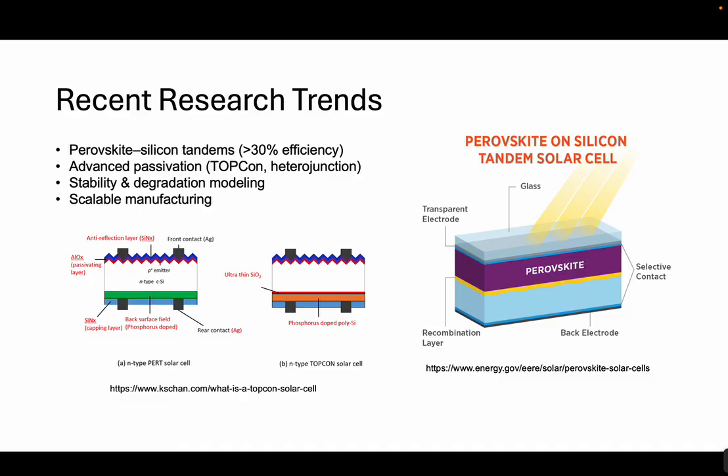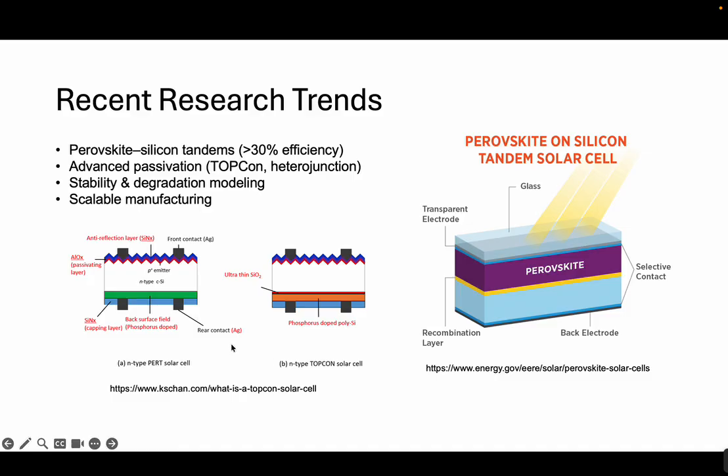Recent research has produced exciting breakthroughs. Perovskite-silicon tandem cells have exceeded 30% efficiency, surpassing the single junction limit. Passivating contact structures such as TOPCon and heterojunction minimize recombination. A major research focus is long-term stability and understanding degradation mechanisms. Finally, scaling up fabrication methods is essential for commercial viability.